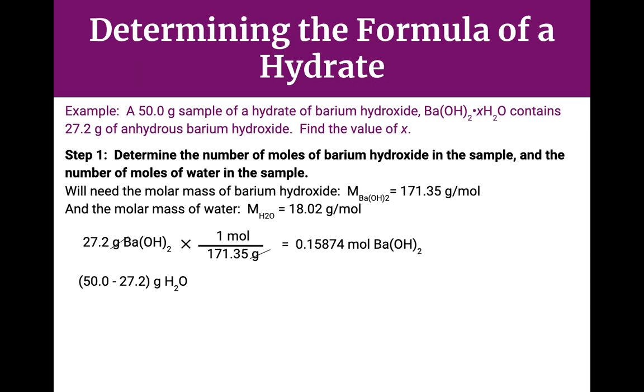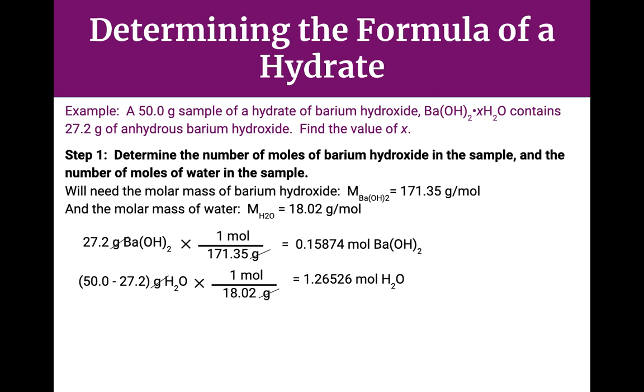Okay, then for the amount of water, well, we need to subtract 27.2 from 50 to find out how much water we have, and then use the molar mass to find the number of moles. So when we do that, we get 1.26526 moles of water. So there's our molar ratio. We know that for every 0.15874 moles of barium hydroxide, we need 1.26526 moles of water.